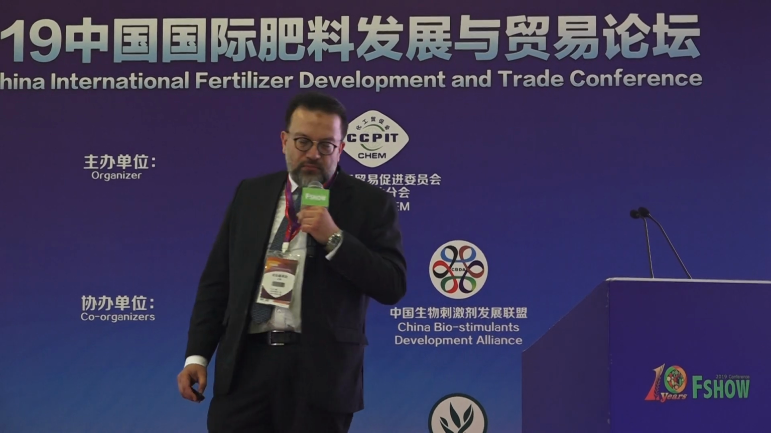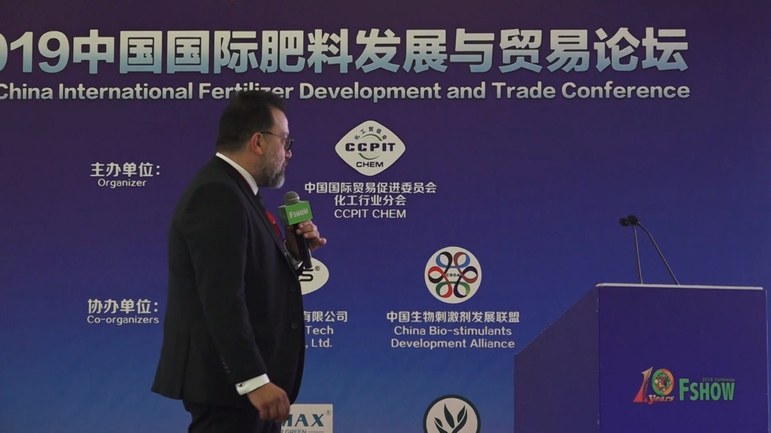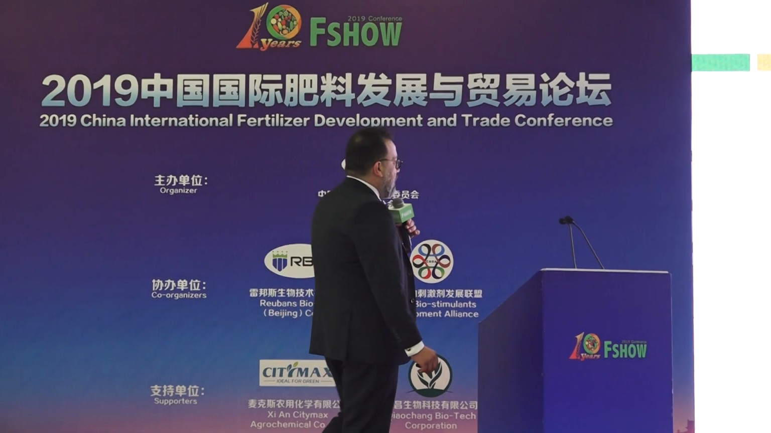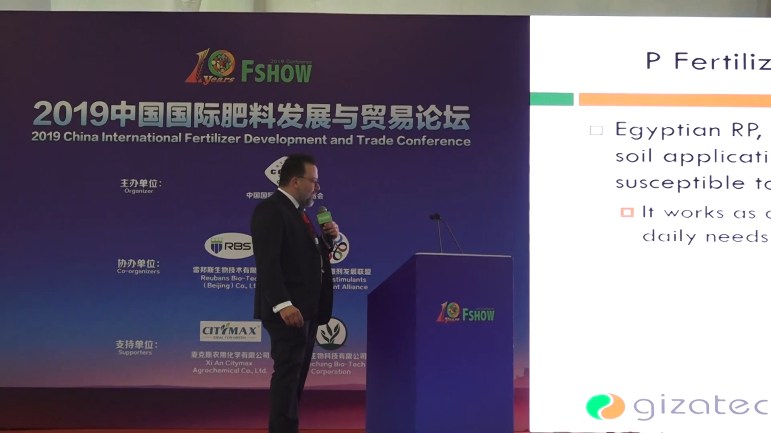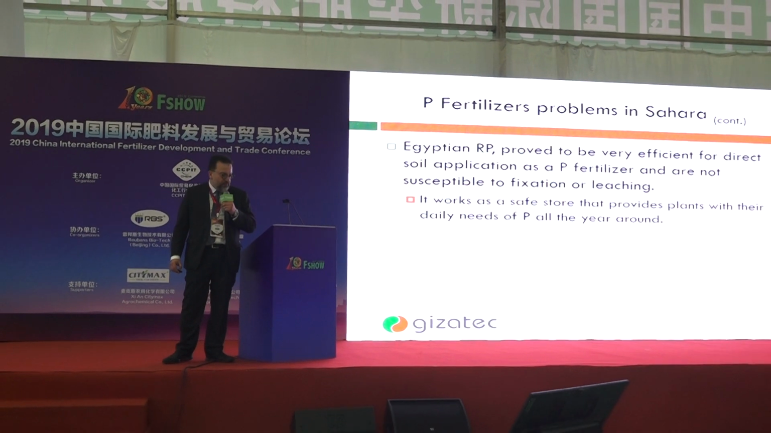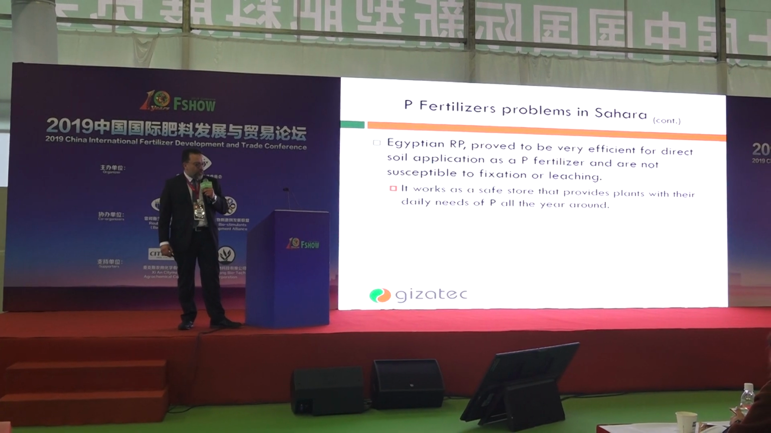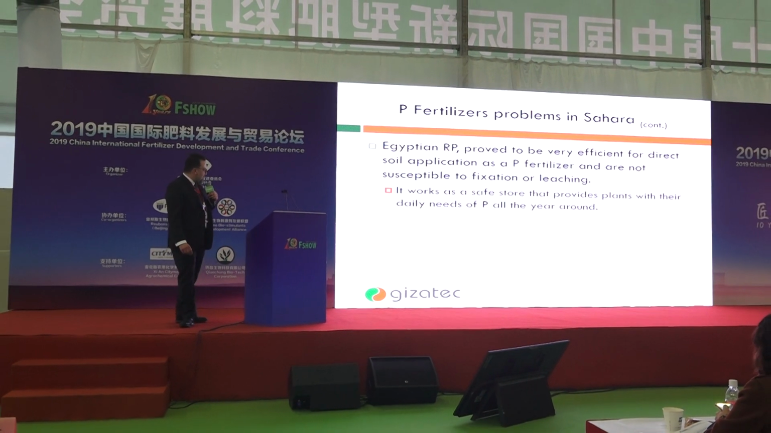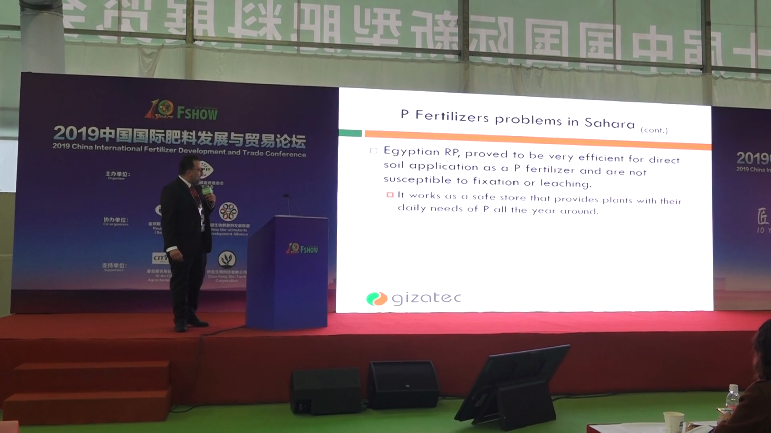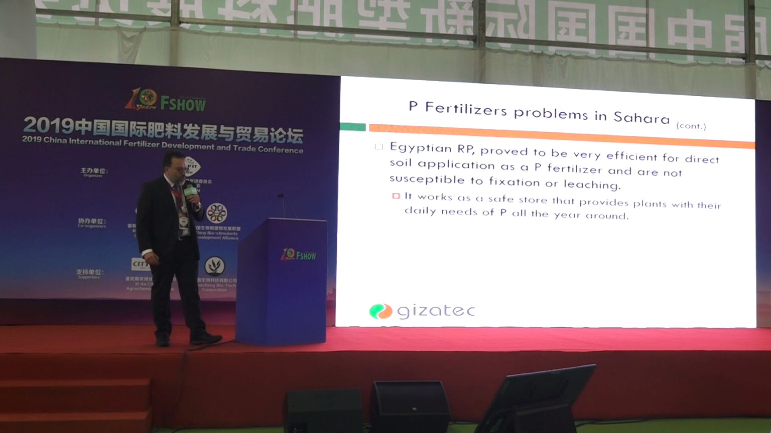Well, Egyptian rock phosphate, actually in certain mines in Egypt, proved to be very efficient for direct soil application as a phosphate fertilizer and is not susceptible to fixation or leaching. It works as a safe store that provides plants with their daily needs of phosphate all year round.